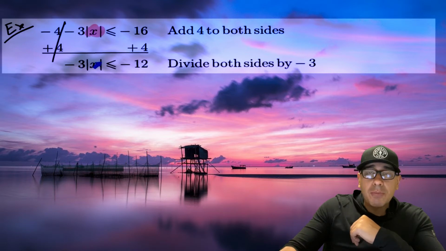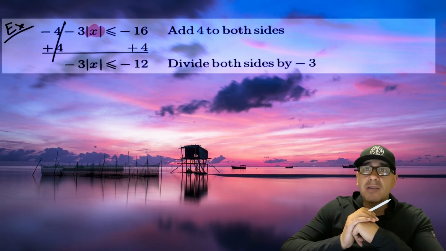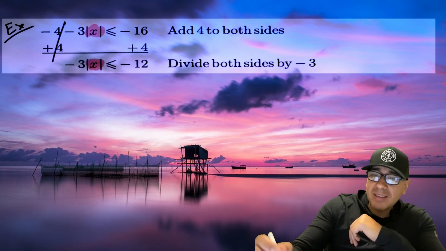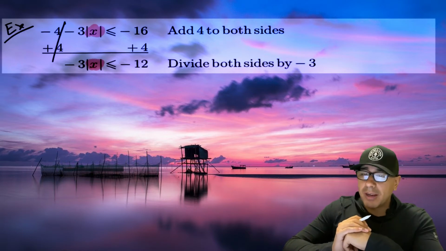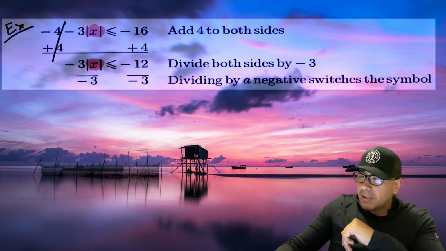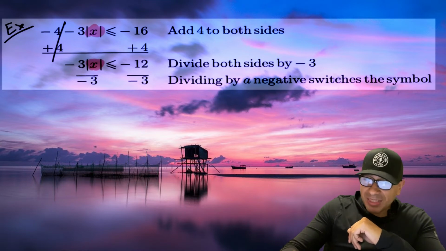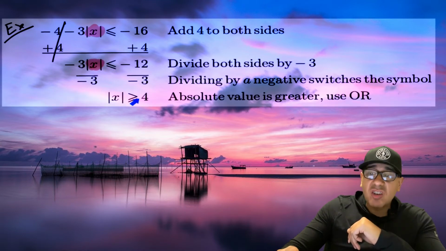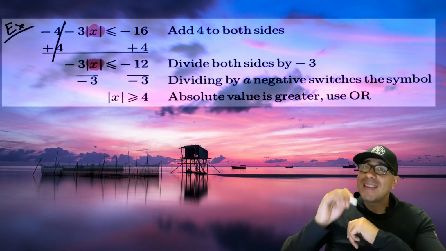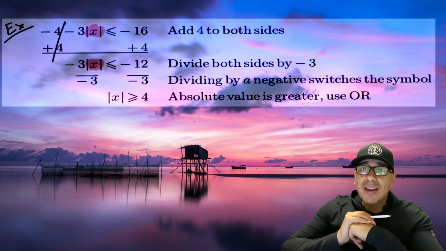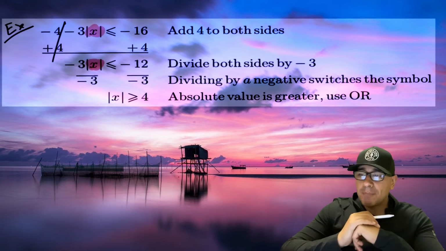Is our absolute value by itself? That's what you're always asking yourself. Well, not yet, right? It's not by itself yet. So now we divide by that -3. The reason I chose this example is because remember, when you divide both sides by -3, the inequality changes directions. So make sure in your notes that's crystal clear. When you divide or multiply by a negative, the sign of the inequality, boom, changes directions. So jot that down, big note.